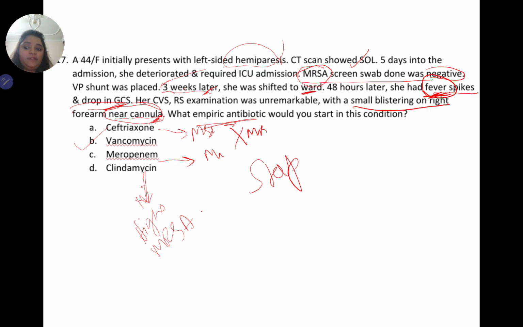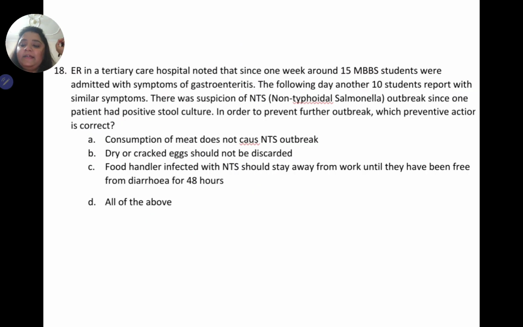So vancomycin is the correct answer. Next, an ER in a tertiary care hospital noted that since 1 week, around 15 MBBS students were reported with symptoms of gastroenteritis. The following day, another 10 students are reported with similar complaints. There was suspicion of an NTS outbreak since one patient had a stool culture positive for non-typhoidal salmonella. In order to prevent further outbreaks, which preventive action is correct?